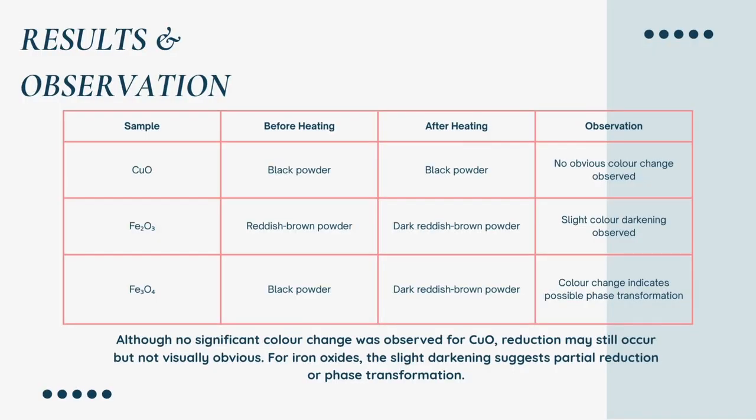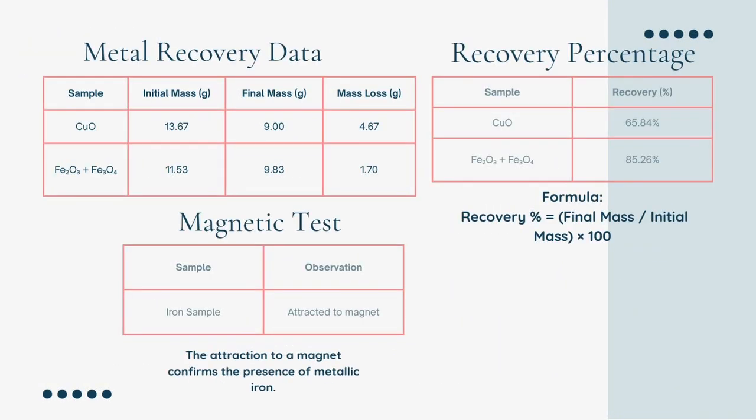On the experimental observations, the recovery percentage of iron obtained from sample A was 85.26%. Meanwhile, the recovery percentage of copper obtained from sample B was 65.84%. The iron sample was strongly attracted to the magnet, confirming the presence of metallic iron after reduction. Thus, these results indicate that both iron oxide and copper oxide were successfully reduced using carbon at high temperature.